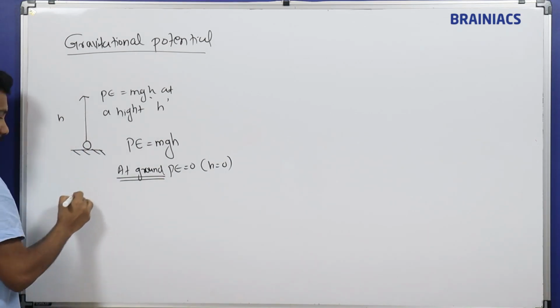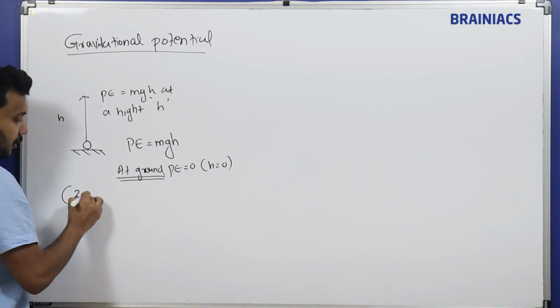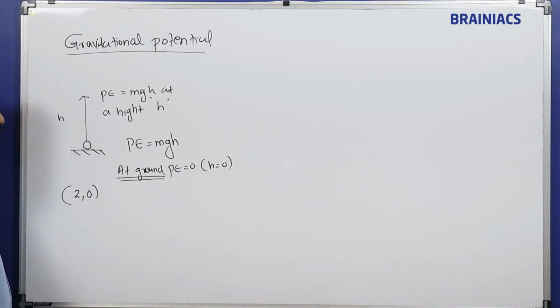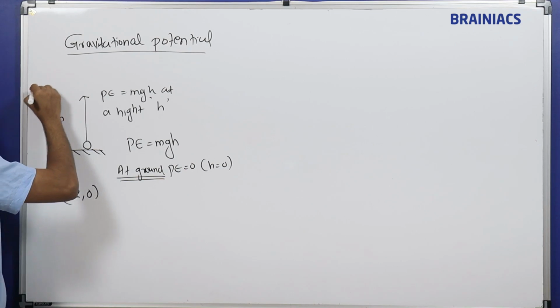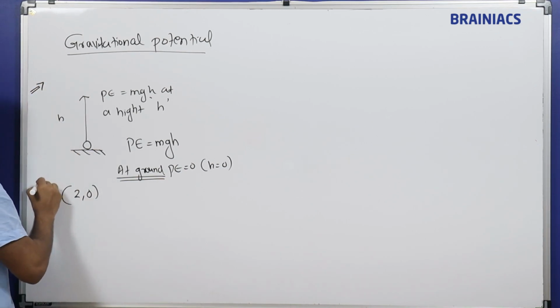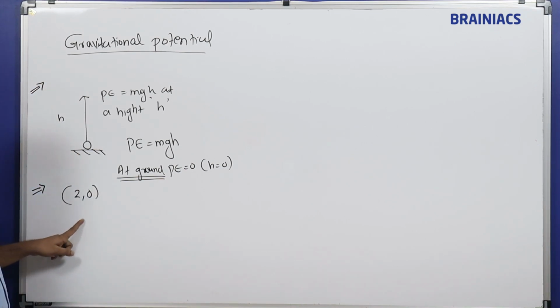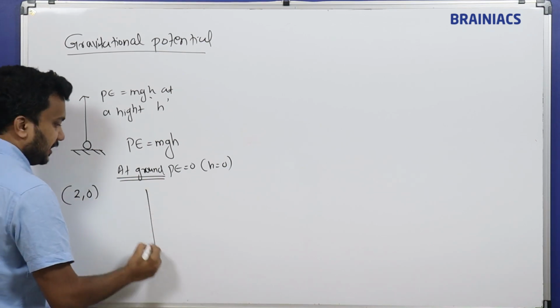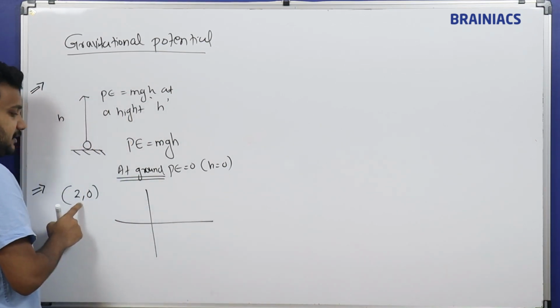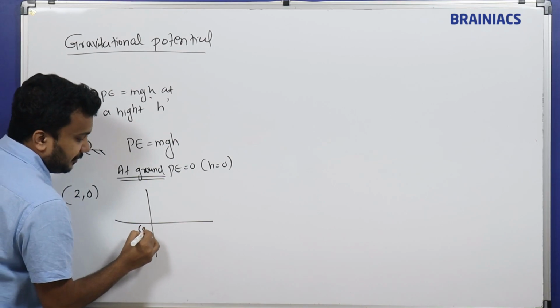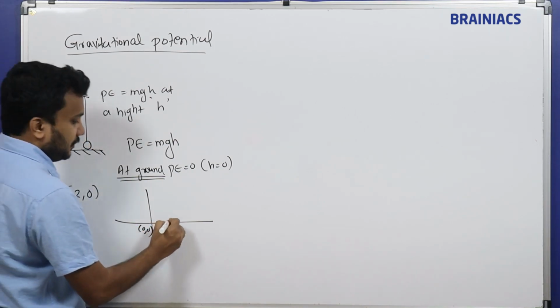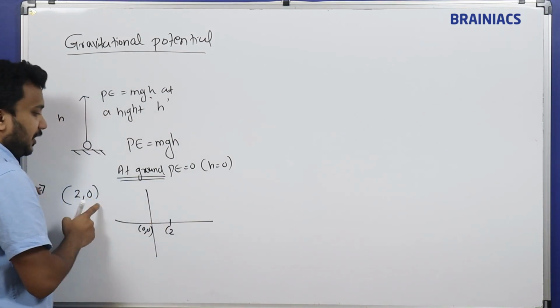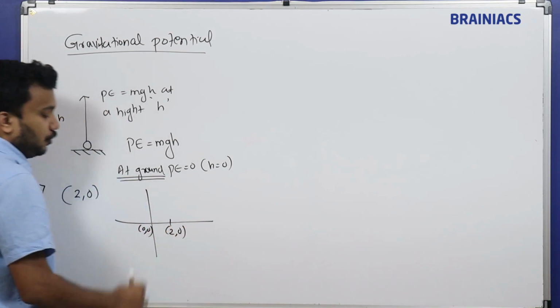Let me take another example. You are saying ordered pair (2, 0). This is a second example. You are saying ordered pair (2, 0), which means in a graph you will mark x is equal to 2. From where are you taking? From the origin. x is equal to 2 and y is equal to 0. So ordered pair (2, 0).